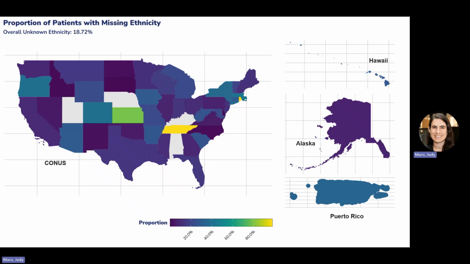So first, let's look at the proportion of patients with missing ethnicity. Overall, missing or unknown ethnicity is right under 20%, so right under a fifth of the data. And you can see that there's quite a bit of heterogeneity here. We have proportions running as low as 10% or so, and then we have some in excess of 80%. So there's a lot of heterogeneity in the jurisdictions that you see here.